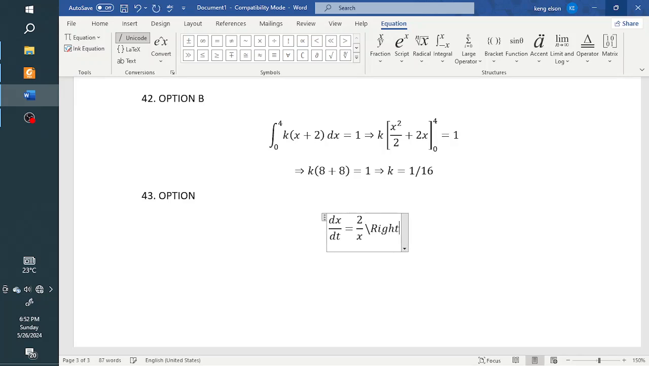So we have a first order differential equation where we just have to separate variables and integrate. So I have x dx equal to 2 dt. Now we are going to integrate both sides.